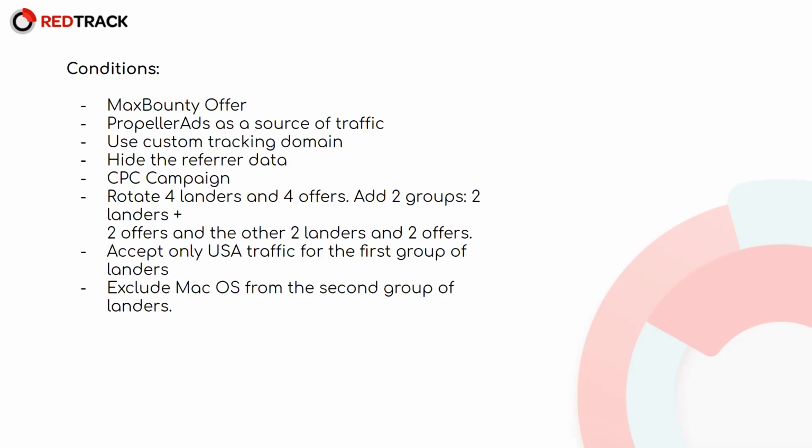We will need to rotate four landers and four offers, and we'll divide them into 2 different groups, 2 landers plus 2 offers, and the other 2 landers plus the other 2 offers. We will need to set only USA traffic for the first group of landers and exclude macOS traffic from the second group of landers. So let's proceed.